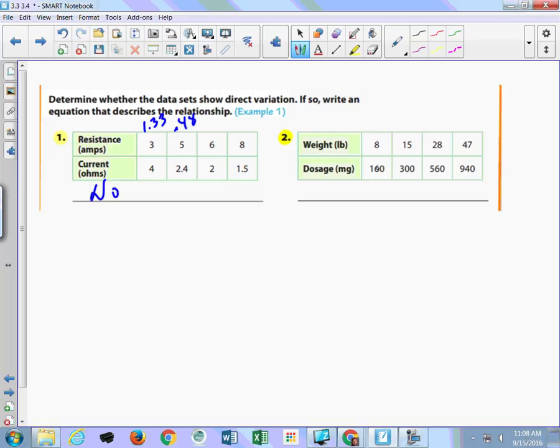Do the next one. 160 divided by 8 is 20. 300 divided by 15 is 20. 560 divided by 28 is 20. And 940 divided by 47 is 20. Okay, and this is how you show work on your homework. So all those were 20, so yes, we do have direct variation. So we need to write the equation now. So y equals 20x. Okay.